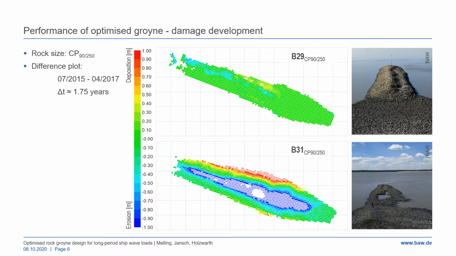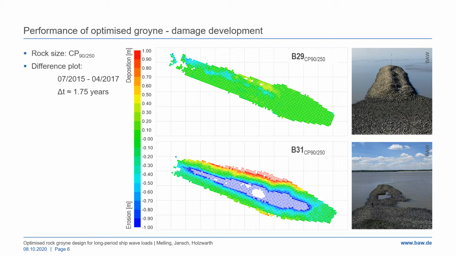In these difference plots, we can see the deformation of the rock armour after 1 3/4 years as derived from the latest scan data. We can also see corresponding photographs giving a visual impression of the damage development in this time period. At the top, we see the deformation of the recessed groyne, in the order of less than about a half a meter on the lee side of the groyne.